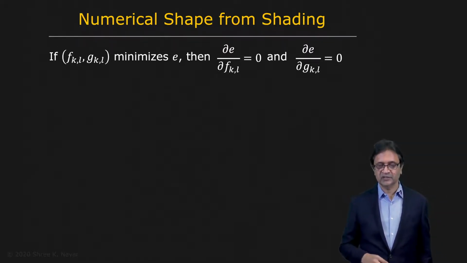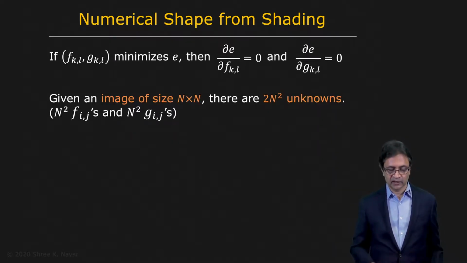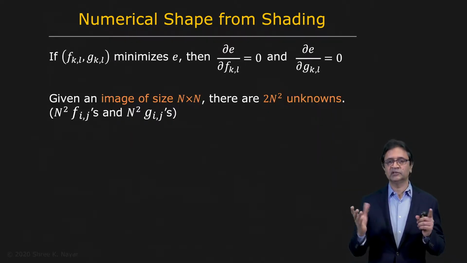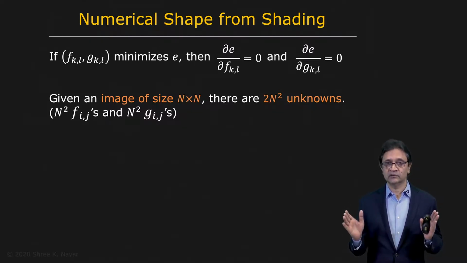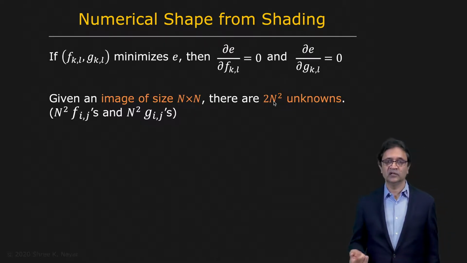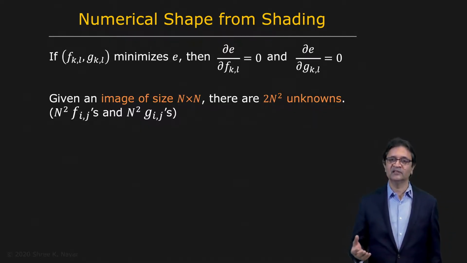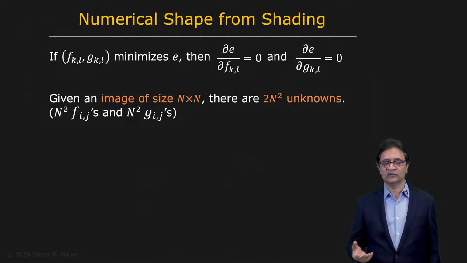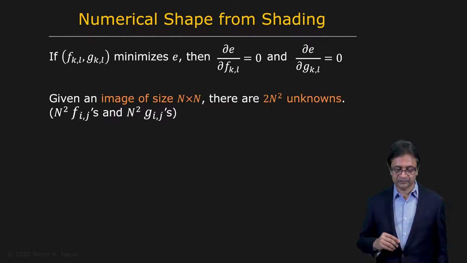So now we can sort of see what the problem with shape from shading is. If you're given an image which is n by n, then you have n squared intensity values. Those are your measurements, your givens. Unfortunately, we have two n squared unknowns. So essentially, you have n squared unknowns for f and n squared unknowns for g, so two n squared unknowns. So in shape from shading in general, you have 2 times the number of unknowns as you have knowns. That's what makes it an interesting, challenging problem.